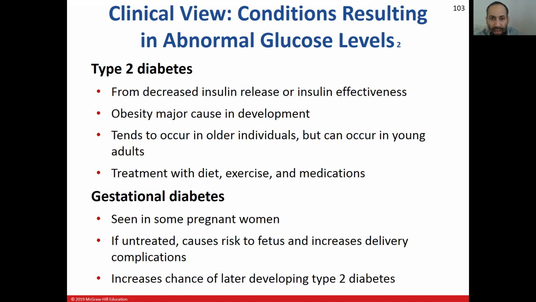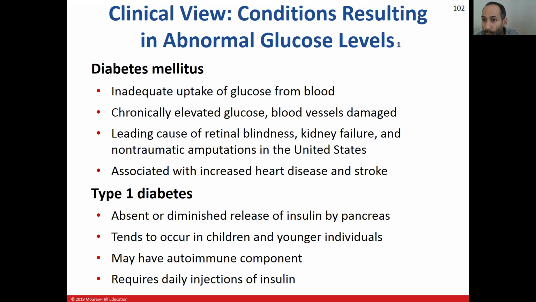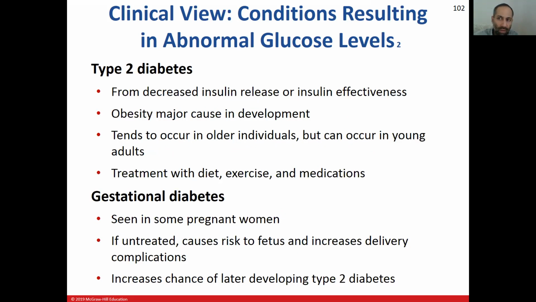The pancreas is not making that hormone. So that's why the treatment here is to give them insulin, as you can see, okay? So then what's type 2 diabetes? Now this is by far more common. 90% of diabetic cases are type 2, okay?